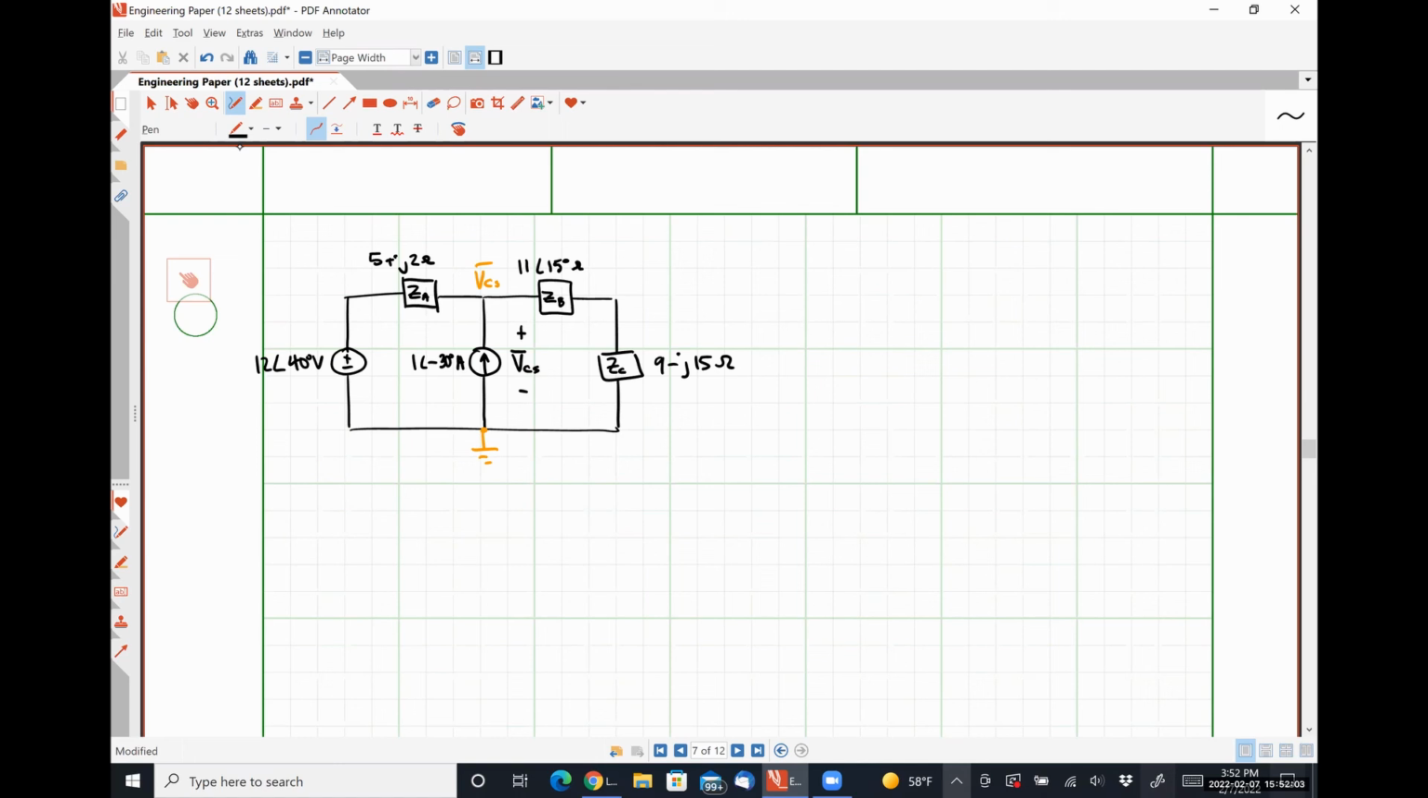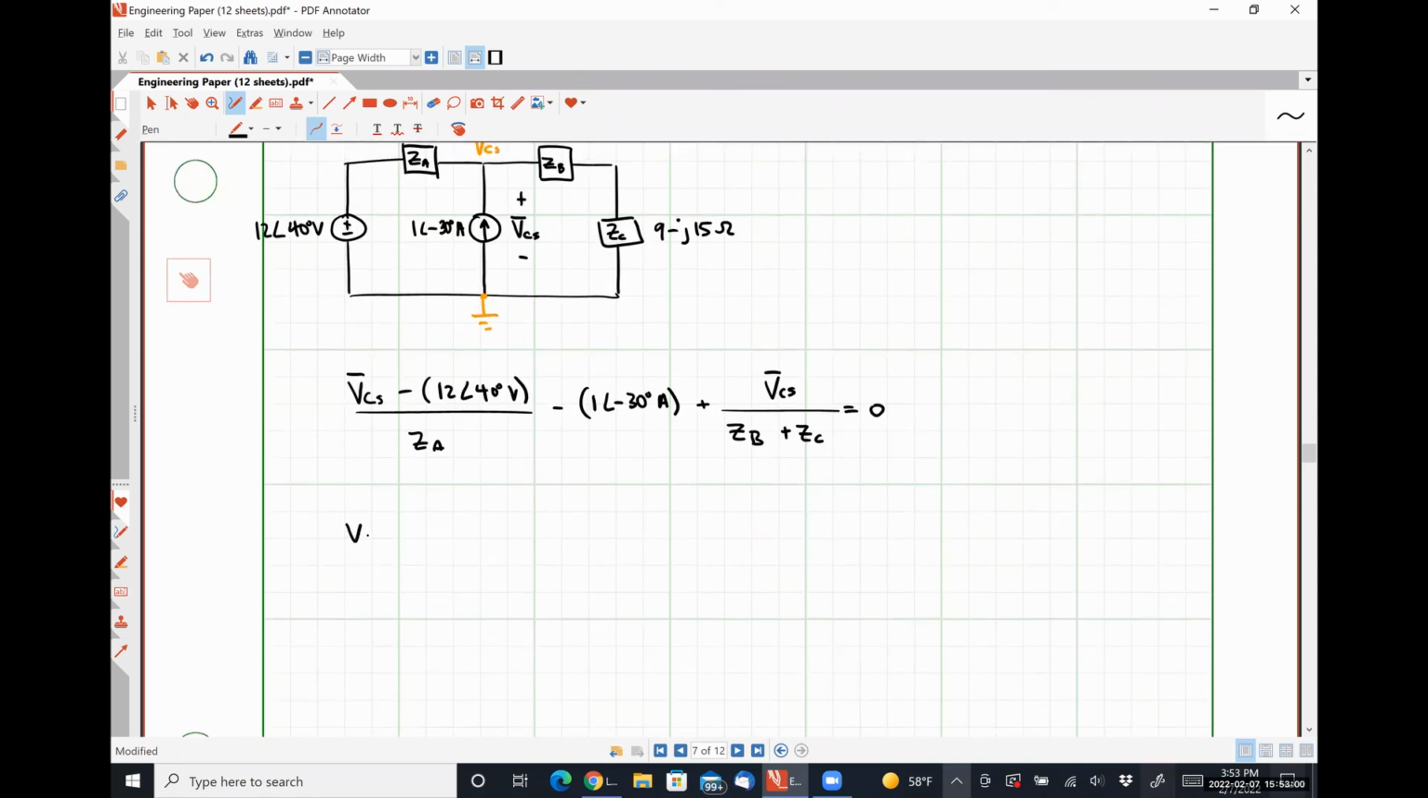So if I apply KCL at this top middle node, I'm going to have VCS minus 12 angle 40 degrees volts divided by ZA minus 1 angle negative 30 degrees amps plus VCS over ZB plus ZC is equal to 0, where I'm lumping those two impedances together as a single impedance so that I can get rid of that extra node that would prevent me from having a one equation, one unknown system. Okay.